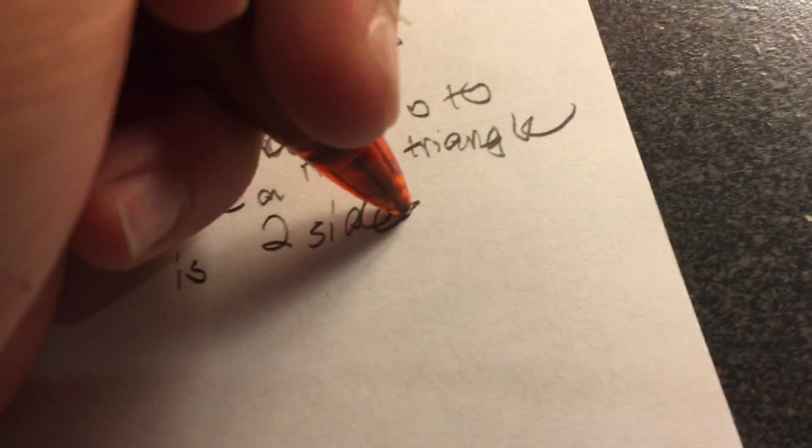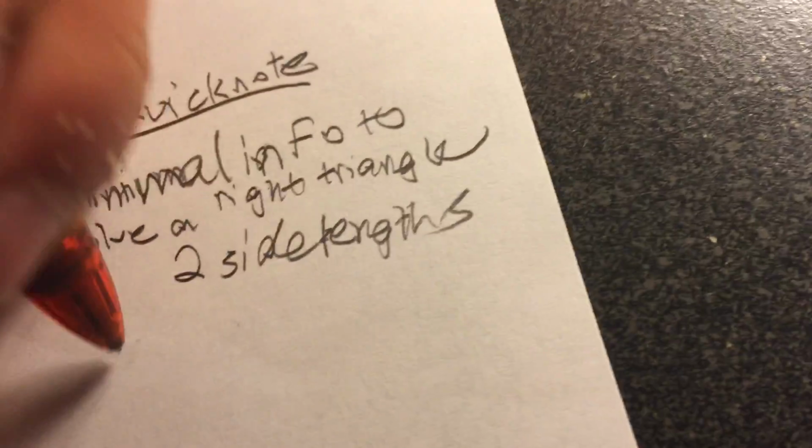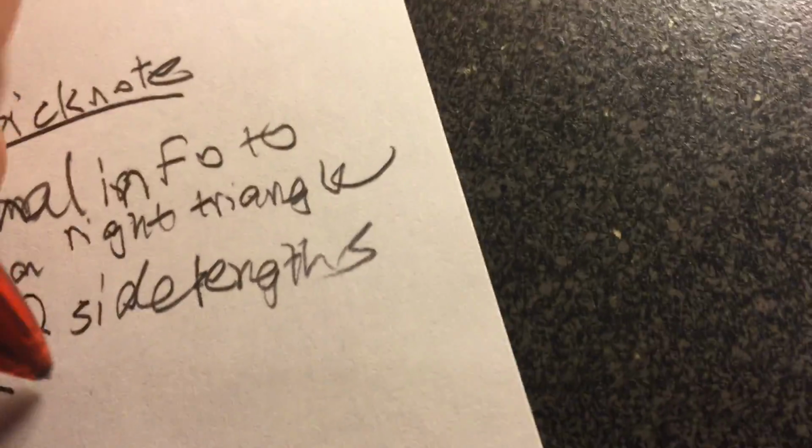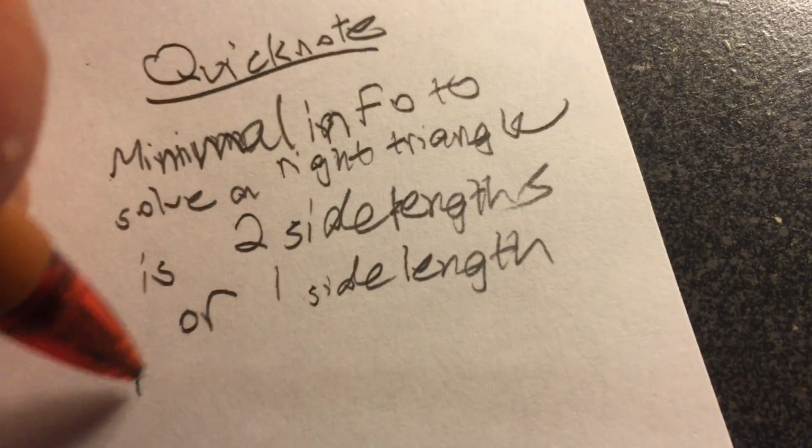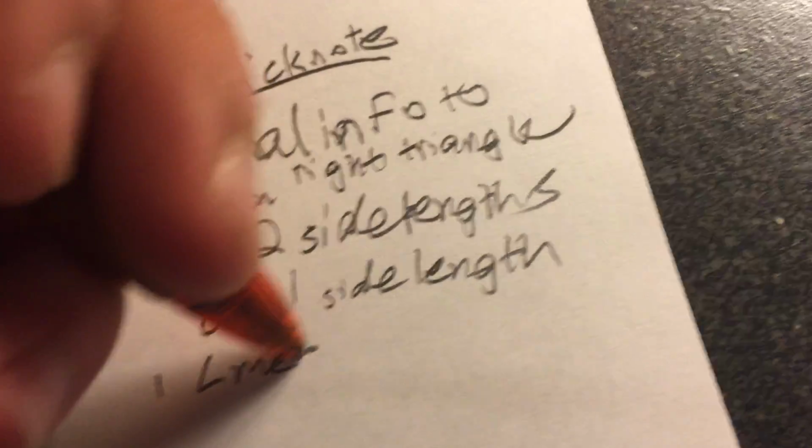Minimum. That's how we're going to spell it. That's probably wrong. The minimal info to solve a right triangle is either 2 side lengths or, listen, 1 side length and 1 angle measure. Make sense?